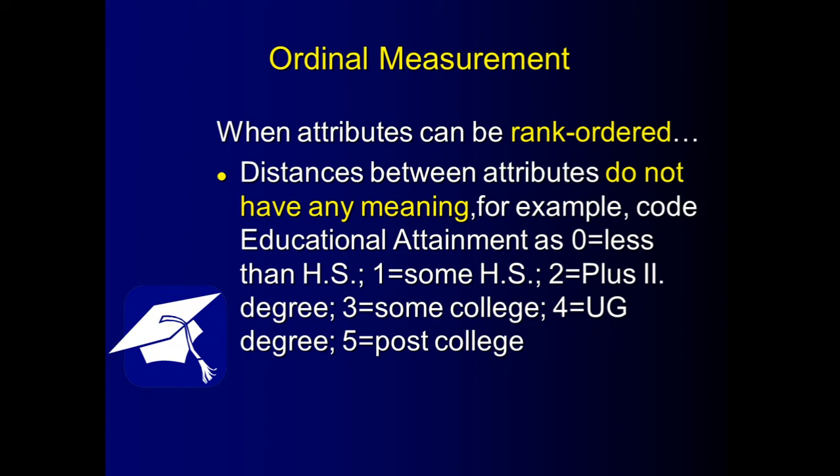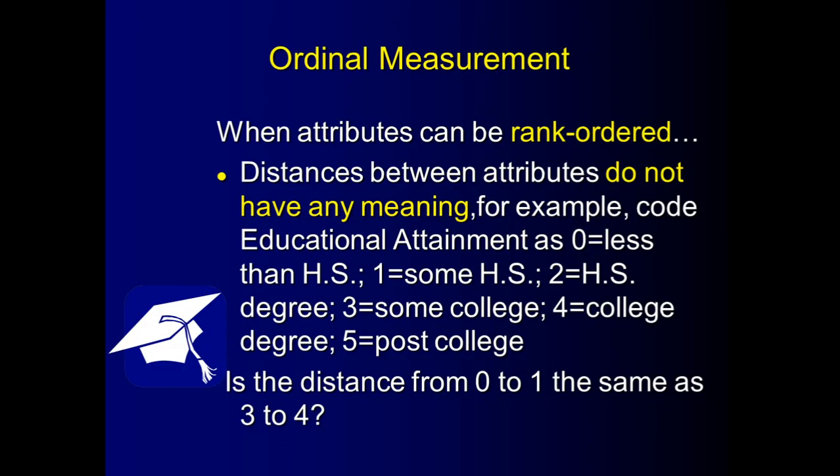Now similarly, if you take educational attainment as an example, 0 is less than high school, 1 means some high school education, 2 means plus 2 or degree, 3 means some college, 4 means UG, 5 means postgraduate. So there is an order here. 5 is greater than 4, 4 is greater than 3, 0 is lesser than 1. That's the way the message is. So there is an order, that's what ordinal measurement talks about.